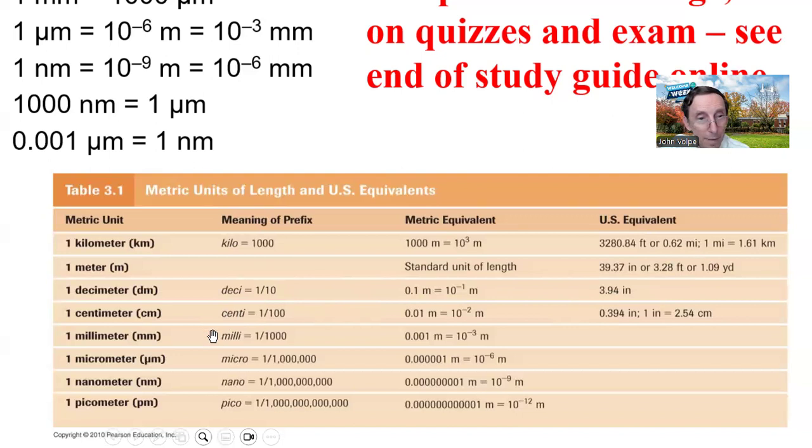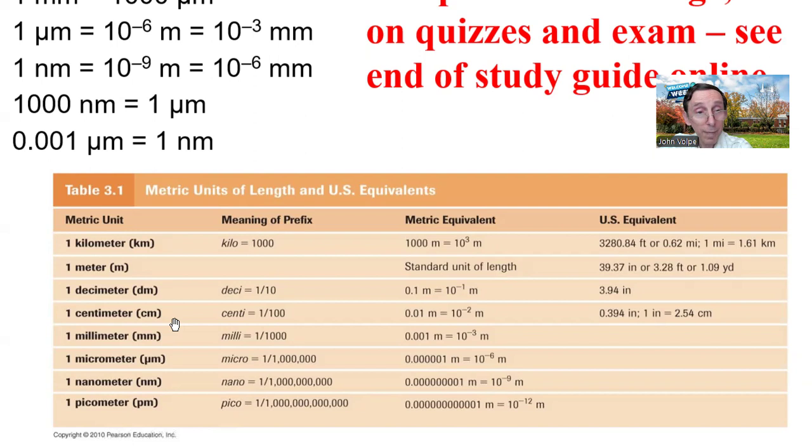And you need to know a micrometer because that's the size we see and measure with under a regular light microscope. So a micrometer is the size we measure and see under a light microscope. A nanometer is the size you see and what we measure with under an electron microscope. You don't really need to know a picometer.